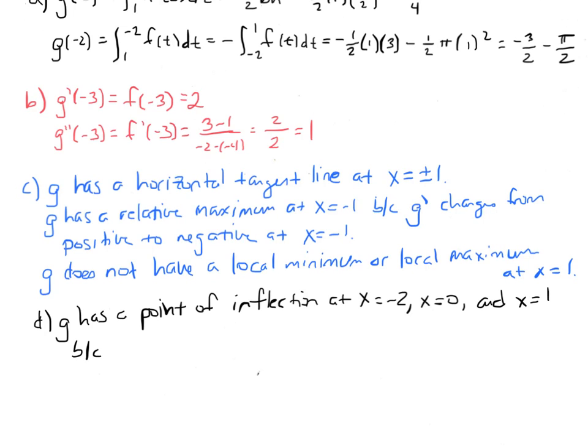And that is because g double prime, which is f prime, changes sign at these three places. As an alternative, you could have said because f changes from increasing to decreasing or decreasing to increasing. And that is it for this question.